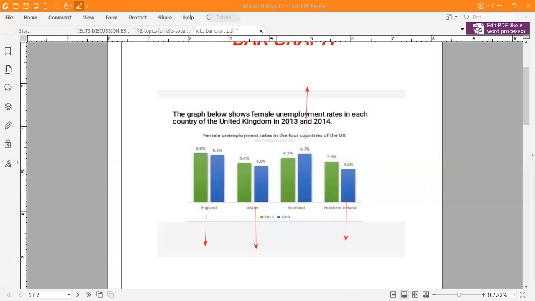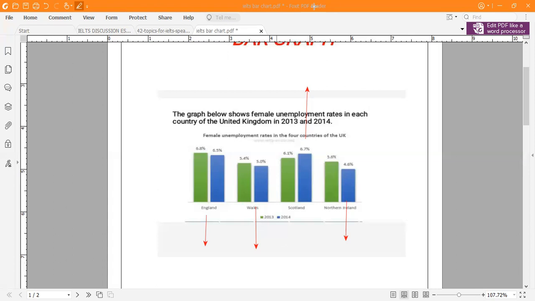أوكي. طيب كيف ألخص الموضوع هذا؟ عندنا 3 دول شهدت انخفاضا في 2014 ما عدا دولة واحدة. هذه هي الزبدة: إن نسبة البطالة شهدت انخفاضا في كل الدول تقريبا التي تشكل بريطانيا ما عدا دولة واحدة اللي هي اسكتلندا. هذه هي الأوفرفيو، الزبدة، الخلاصة. طبعا الأوفرفيو تختلف من شكل إلى آخر، في هذا تحاول أنك تعمل مقارنة. إذا هنا معك انخفاض انخفاض انخفاض ارتفاع.